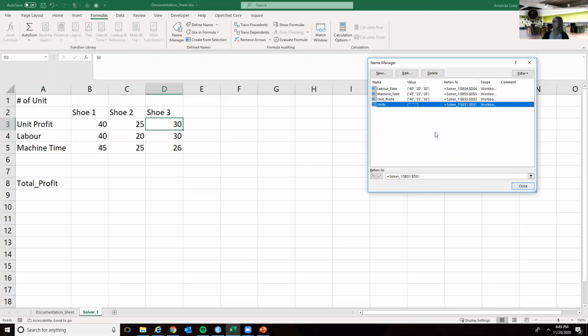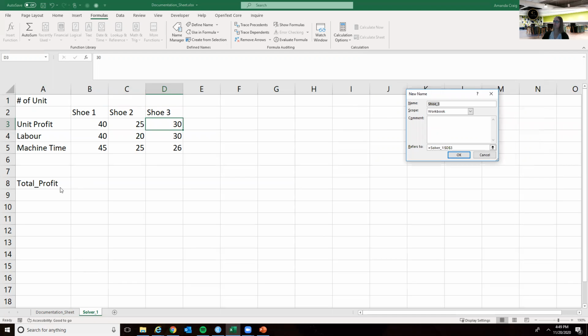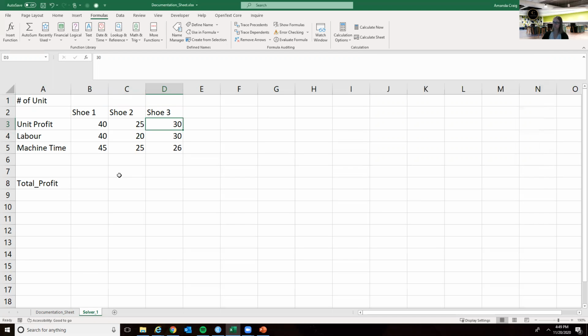And then the next thing that I'm going to do is name my total profit, and that's going to refer to this cell right here. And you could do this by saying this multiplied by this plus this multiplied by this. But one of the formulas that we're learning this week is called SUMPRODUCT. And that makes this equation a lot easier to execute on.